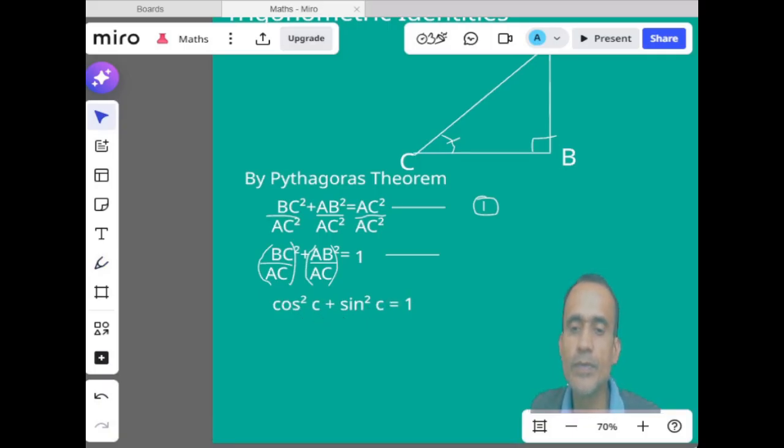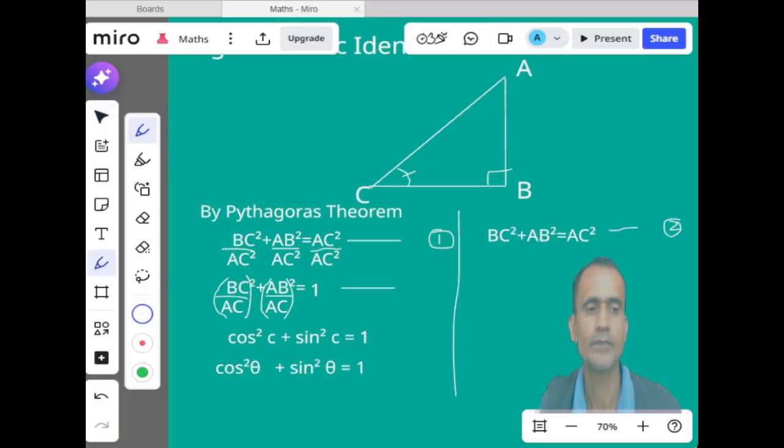So instead of C, we can write it in a more generalized way as cos square theta plus sin square theta is equal to 1. So this is our first identity: sin square theta plus cos square theta is equal to 1.